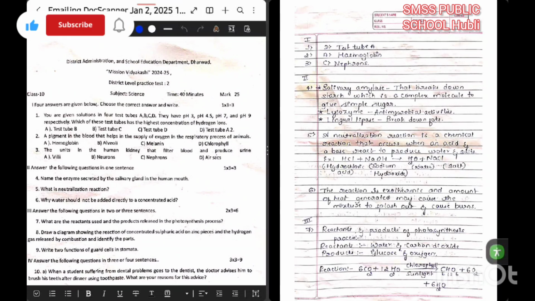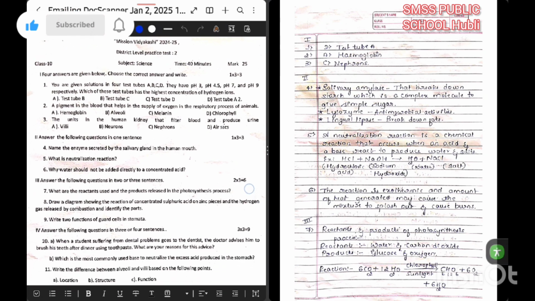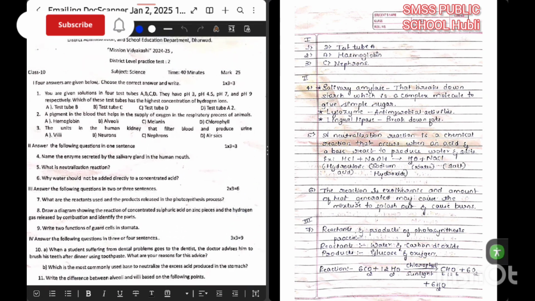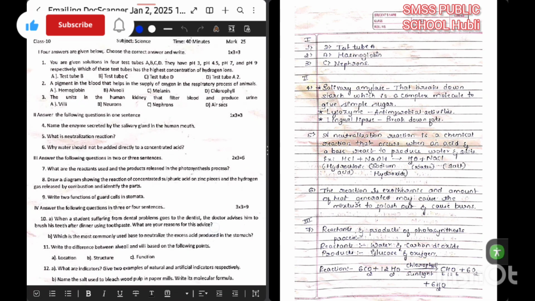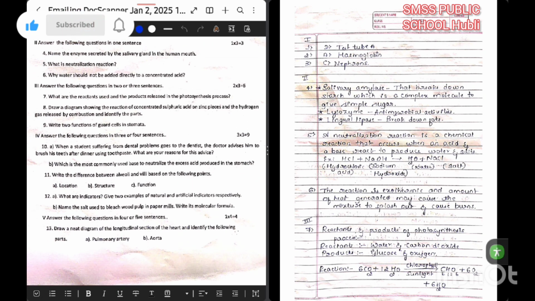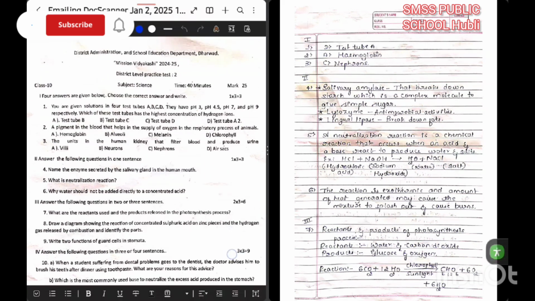So today I brought another question paper, that is district level practice test 2 of the subject science. So first let's see the question paper pattern. The maximum marks will be 25, and we have a time limit of 40 minutes. There are MCQ questions, multiple choice questions, and 1 mark questions, 2 marks questions, 3 marks, and finally 4 marks. They have given one diagram for this practice test 2.